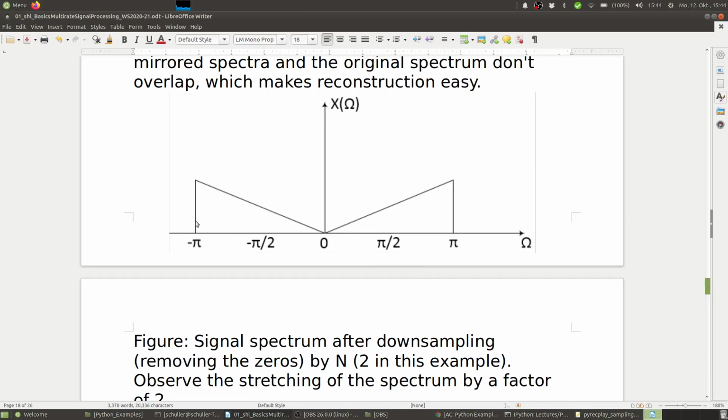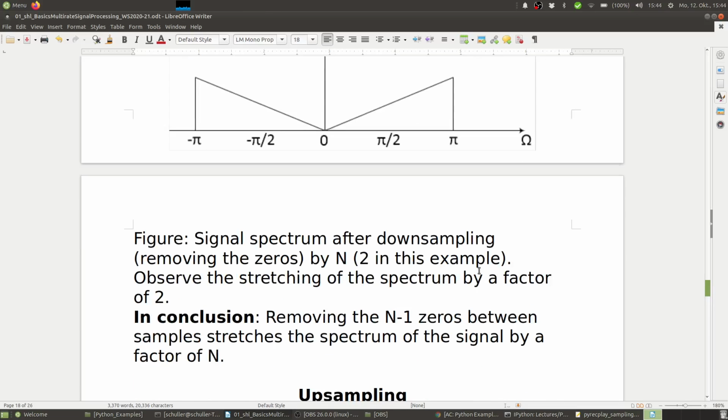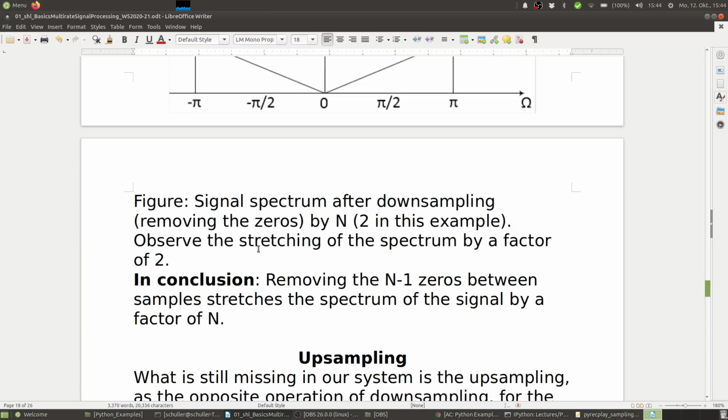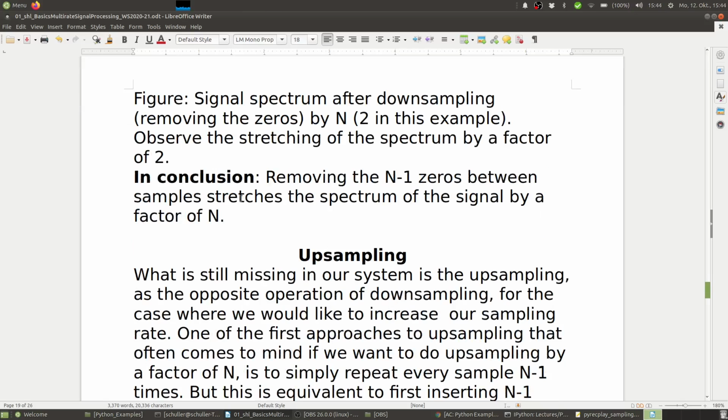So this is then what we obtain after removing the zeros. Now we scale it. What was pi over 2 before now becomes pi. So we have the stretching. In conclusion, removing the N-1 zeros between samples stretches the spectrum of the signal by a factor of capital N.